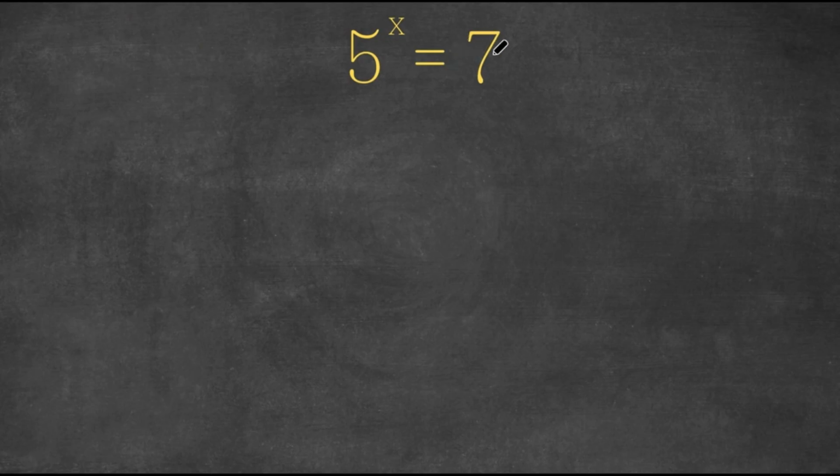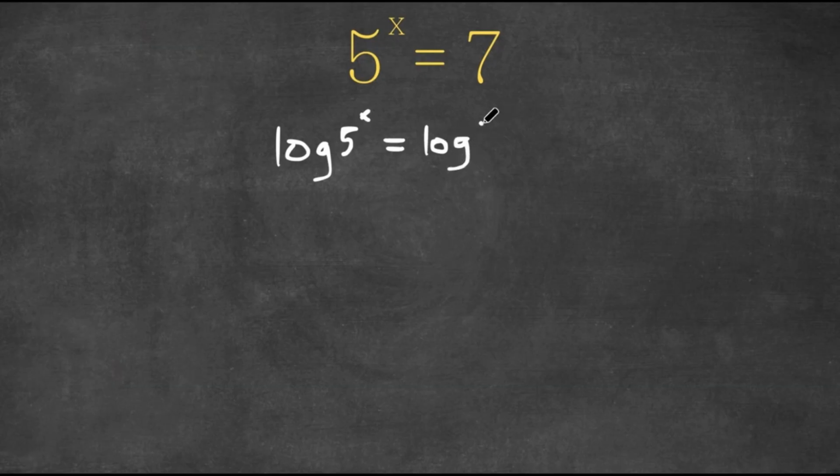Now what I'm first going to do is take the log of both sides. So now we're going to have log 5 to the power of x is equal to log 7.